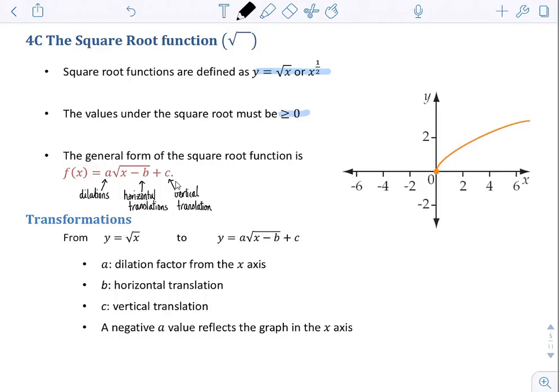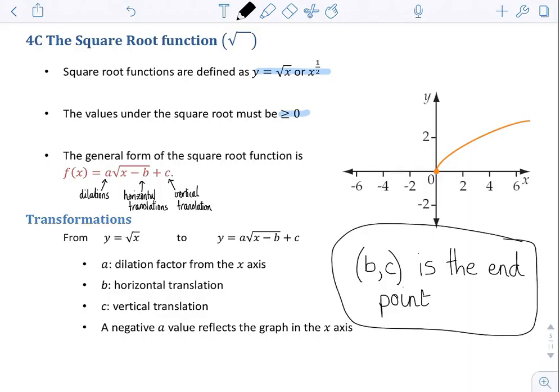Same deal for truncus. With the square root function, it's going to move our starting point. So this 0, 0 will move based on the b and the c. So what this means is that you will have the starting point given to you if your equation's in this form, which normally speaking it is.